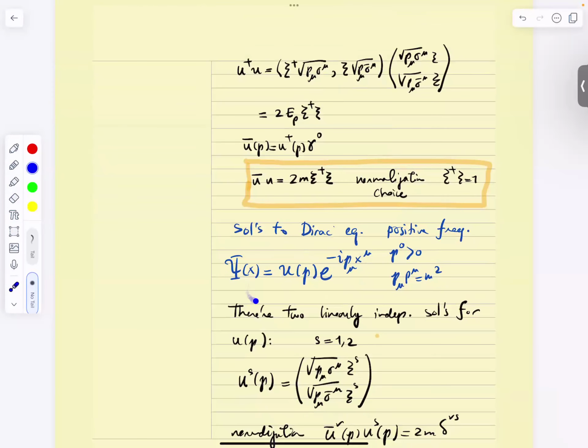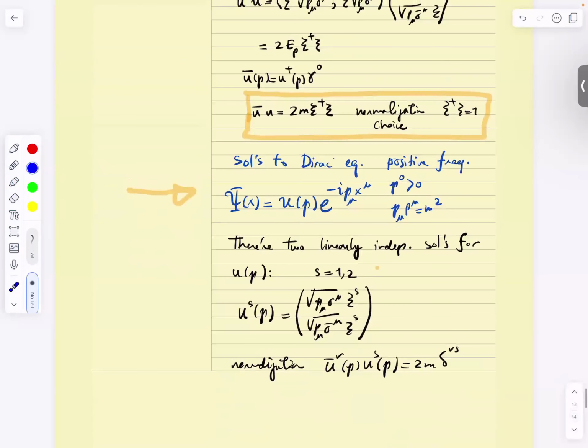These are solutions to the Dirac equation with positive frequency. This is all I said so far. And u has two linearly independent solutions, s equals 1 and 2, and this is how they look in most general form, as a vector with four components. Good. And this is the normalization. Notice that this part is just built canonically using sigma s. So there are only two degrees of freedom here.